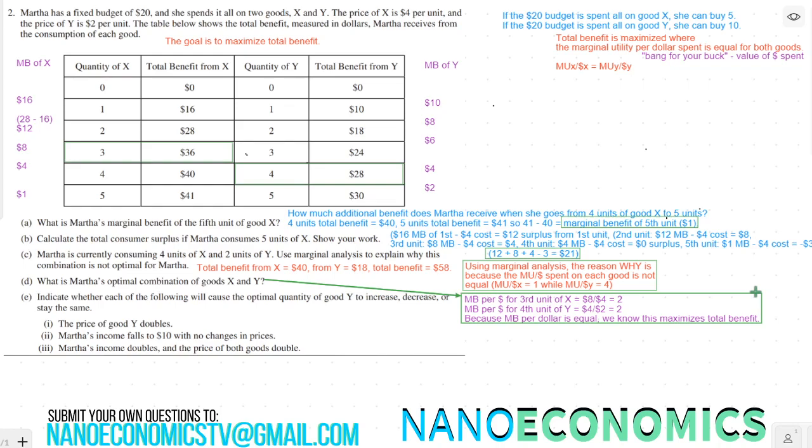If she had only consumed 4 units, she would actually be better off than by consuming that fifth unit. So we're going to actually take 3 away, so we end up with 12 plus 8 plus 4 minus 3, so we get a $21 consumer surplus for consuming 5 units of good X.